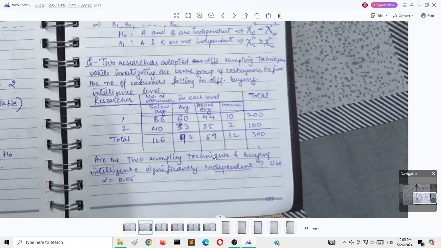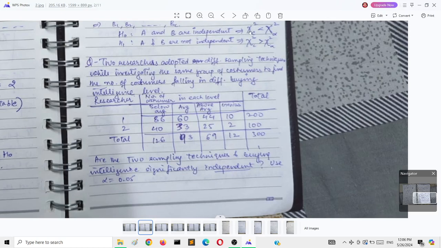These are two sampling techniques, I believe, because in one sample you got this distribution, maybe from a different region, and in the second sample we got this particular distribution. So the question arises, from which the null hypothesis will be developed, is: are the two sampling techniques and the buying intelligence significantly independent? We are checking for the independence of the attributes.